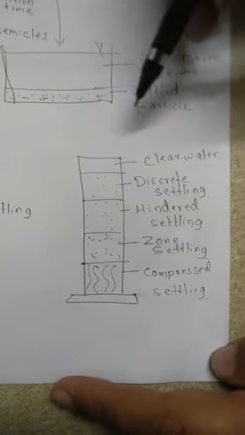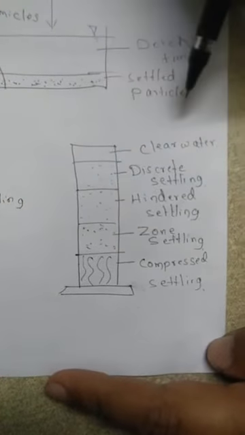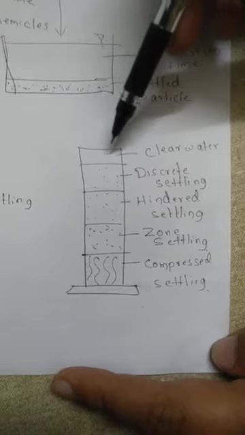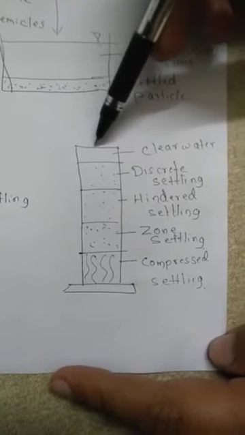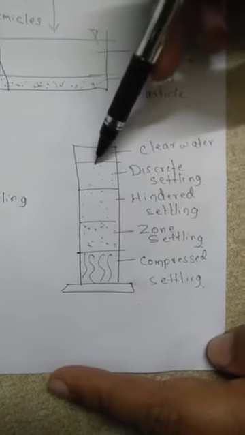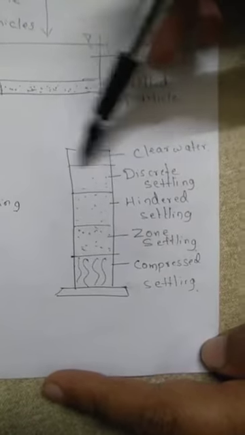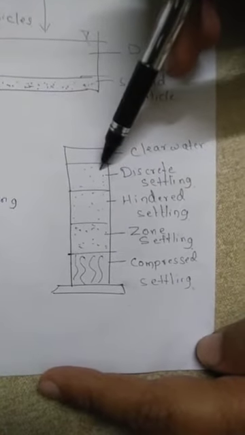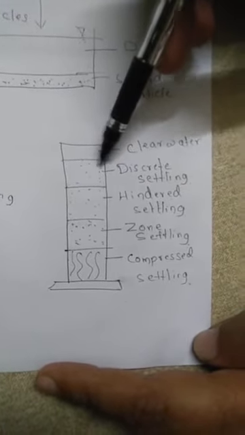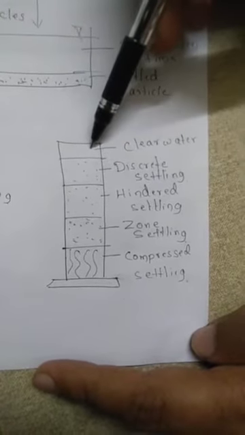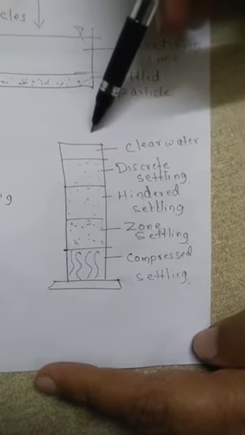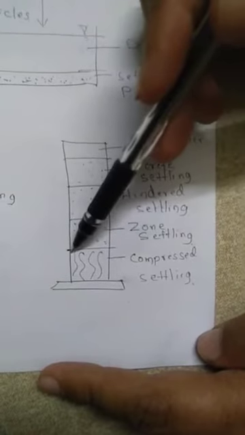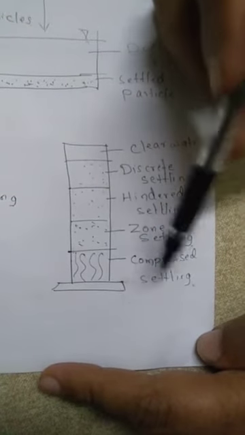In order to explain the different types of settling, we need to take one particular cylinder. In that cylinder we add some quantity of water and some quantity of soil. After adding a certain quantity of soil, the particles which are going to settle down by their own weight immediately settle down, and it becomes the compressed settling.